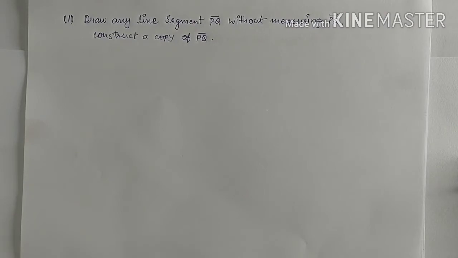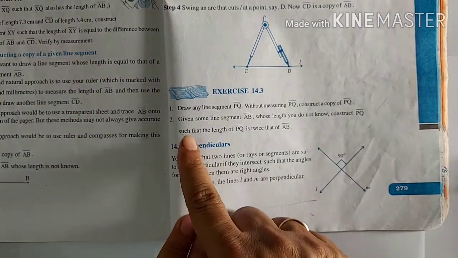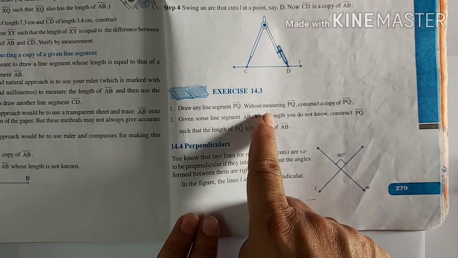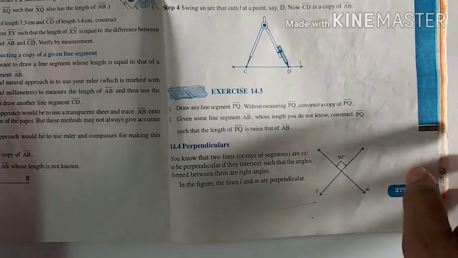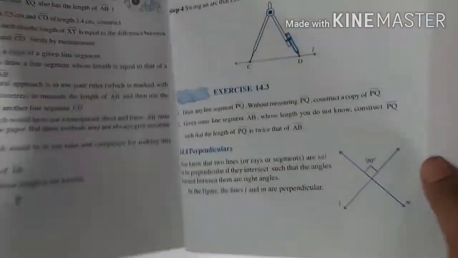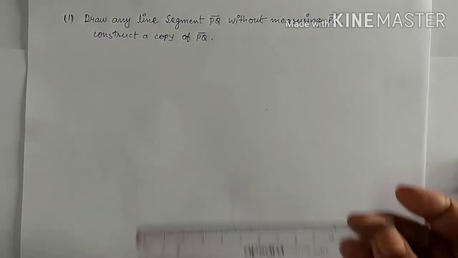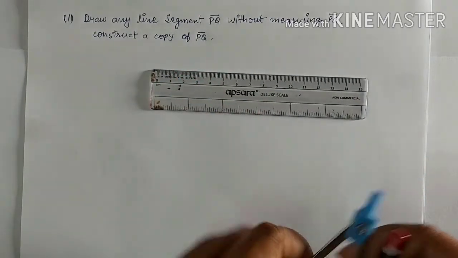Good morning students. Today we will start exercise 14.3. 14.3 is: draw any line segment PQ without measuring PQ. The concept of a line copy to PQ means you draw, without any measurement, a copy of the given line segment. Okay, so first we will draw a line segment PQ.